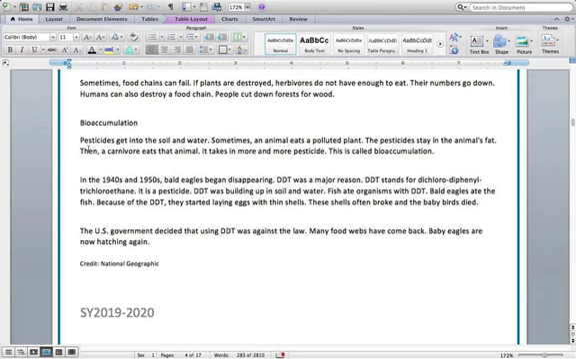Bioaccumulation. Pesticides get into the soil and water. Sometimes an animal eats a polluted plant. The pesticides stay in the animal's fat. Then a carnivore eats the animal. It takes in more and more pesticide. This is called bioaccumulation. In the 1940s and 1950s, bald eagles began disappearing.